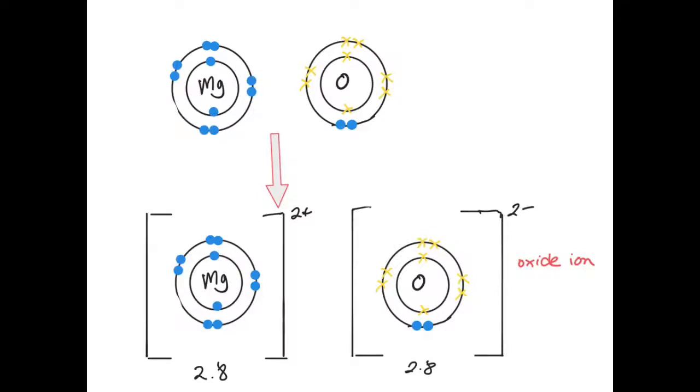Then, to finish it off, remember, we draw square brackets round the magnesium, and square brackets around the oxide ion. Then because the magnesium has lost these 2 electrons, the magnesium now becomes 2+, and because the oxygen has gained 2 electrons, and the electrons are negatively charged, the oxygen becomes oxide, and that becomes 2 negative, or 2-. Both of these things have now got full outer shells of electrons.